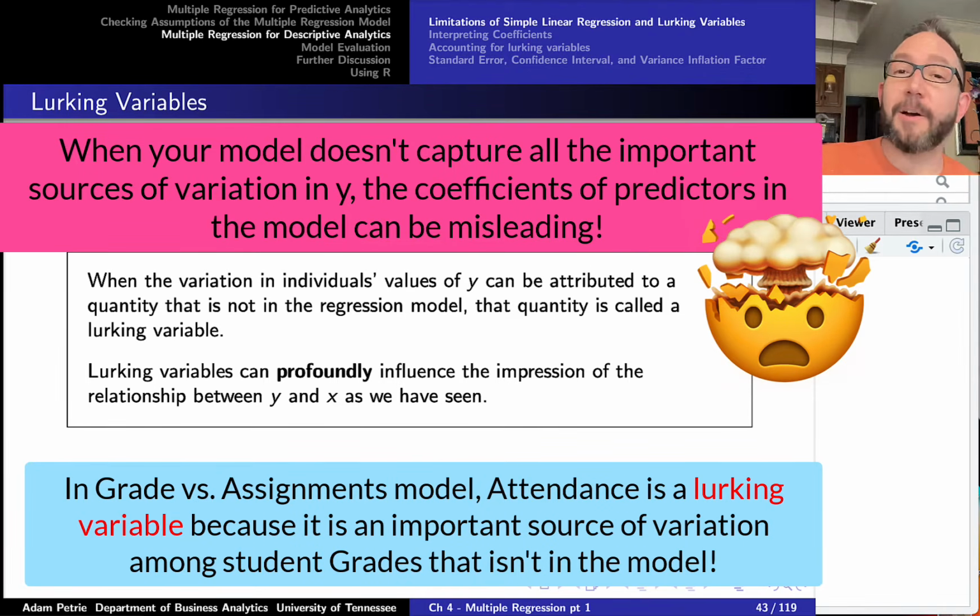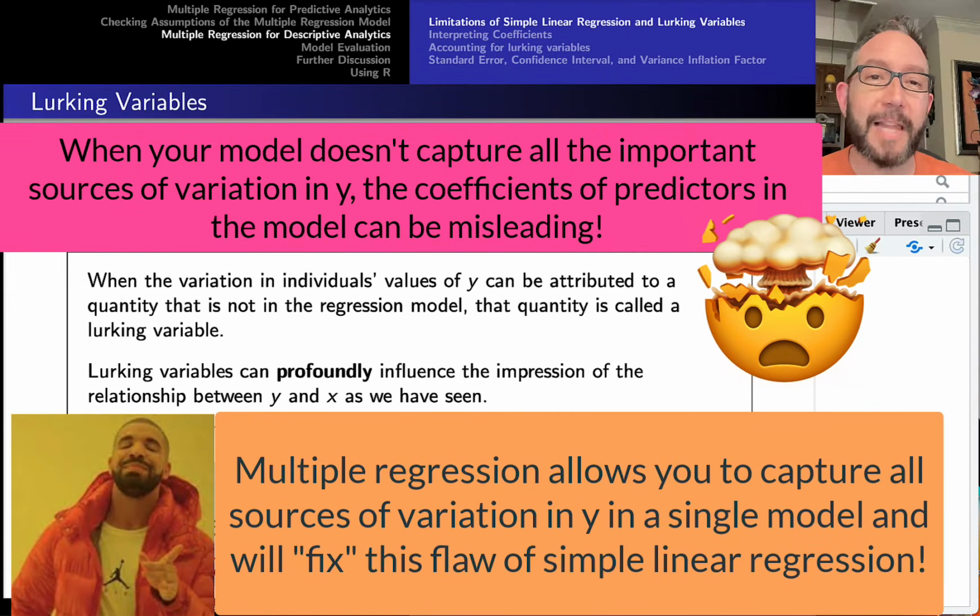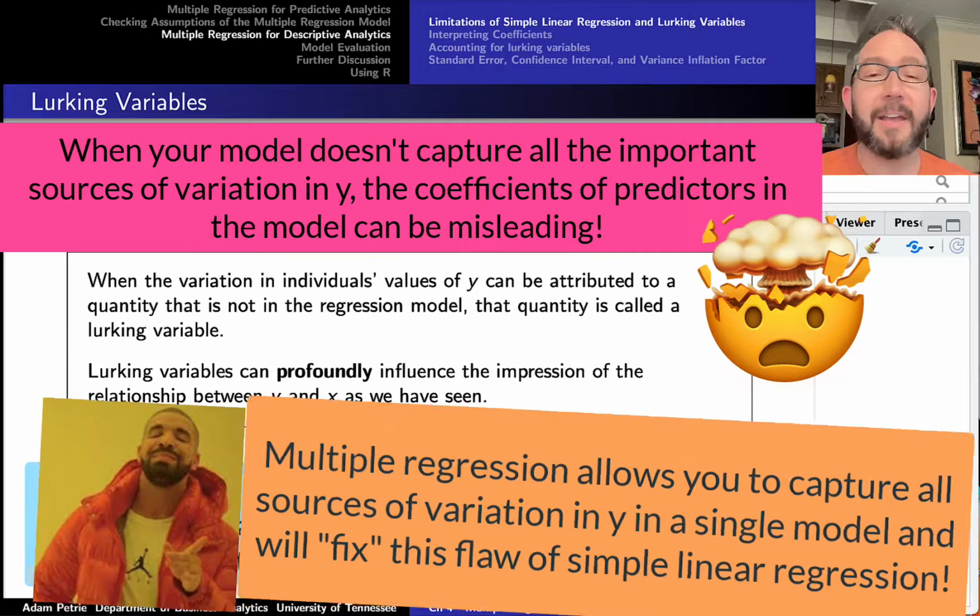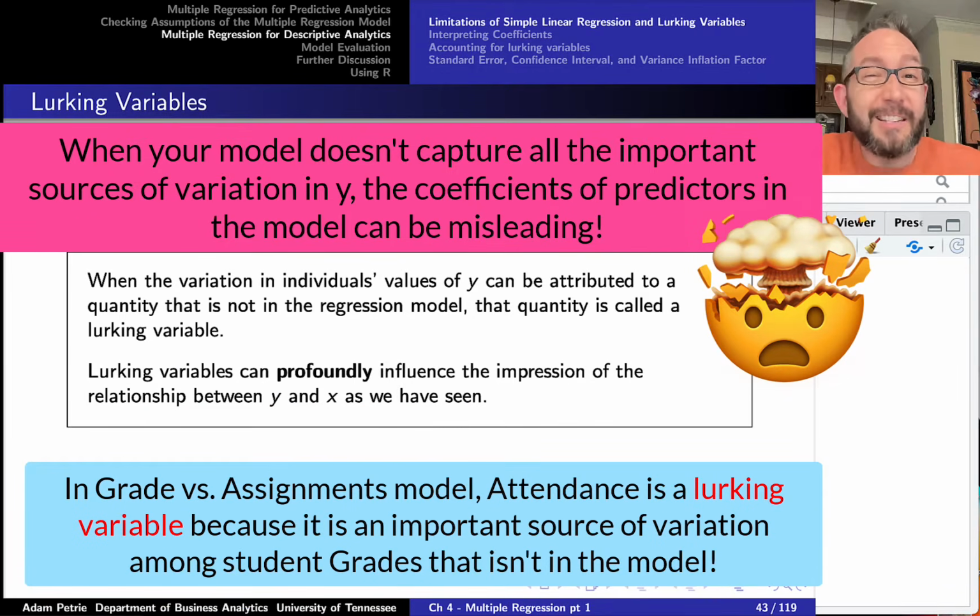The good news, though, is that that's the purpose of multiple regression. Multiple regression is going to allow us to account for lurking variables, to account for all the potential sources of variation in the individual's y values, as long as we can identify all the reasons why individuals might have different y values here.